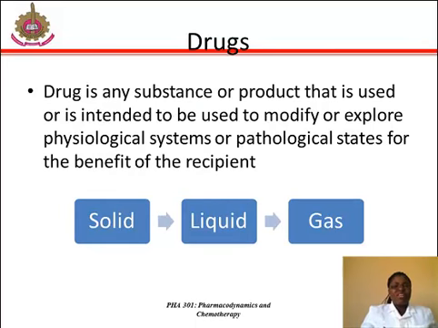Drugs. Drugs are chemicals that change the way a person's body works. A drug, in the broadest term, is a chemical substance that has a known biological effect on humans or animals. A drug is any substance or product that is used or intended to be used to modify or exploit physiological systems or pathological states for the benefit of the recipient. Foods are generally excluded in spite of their physiological effect on animal species. Drugs may be used for a limited duration or on a longer basis, especially in chronic disorders.